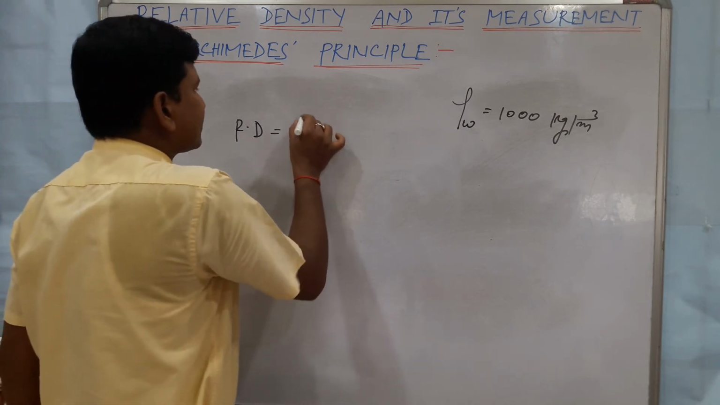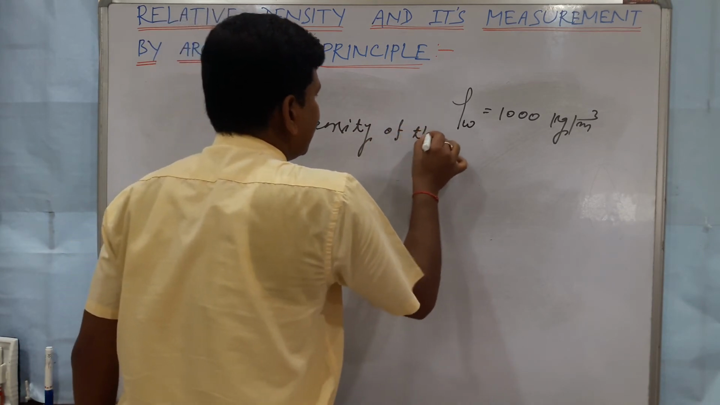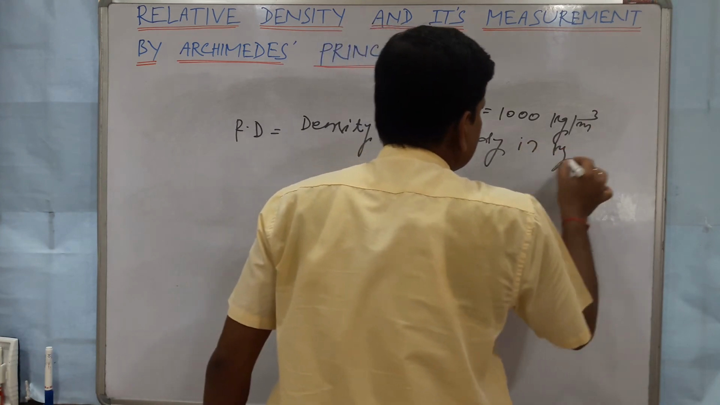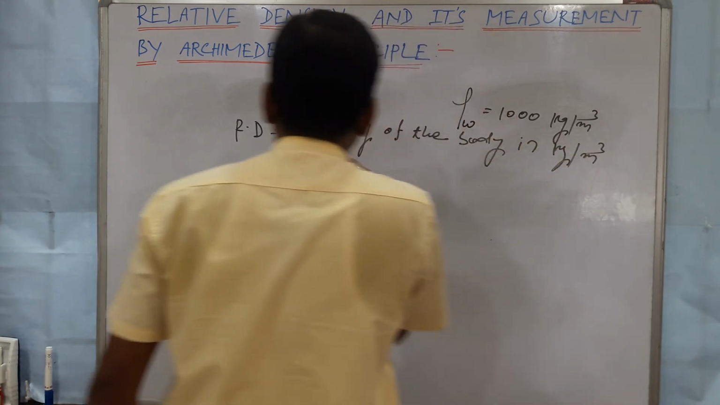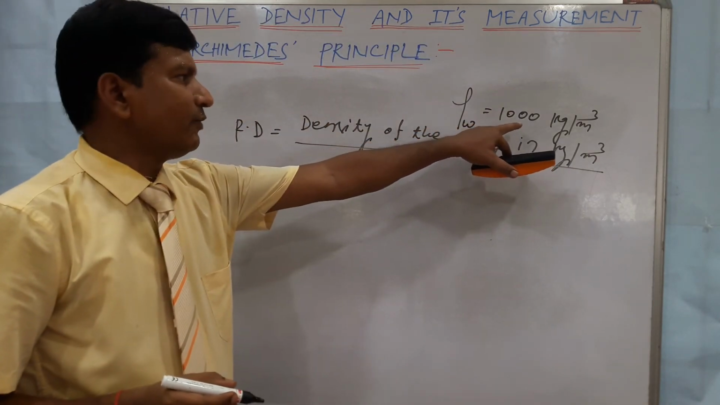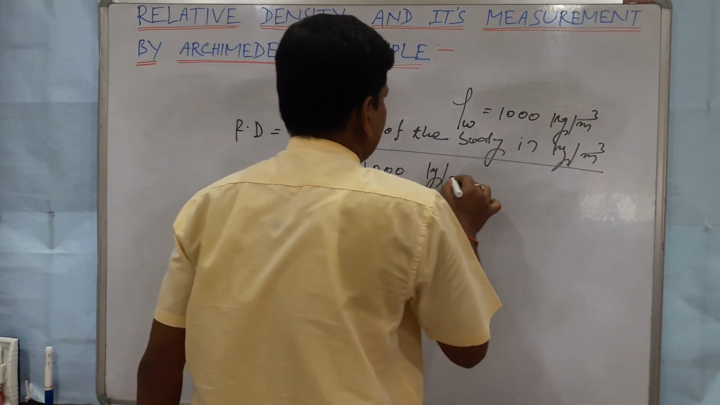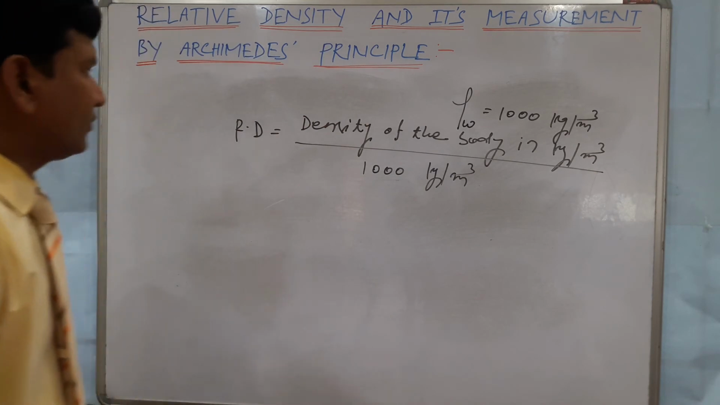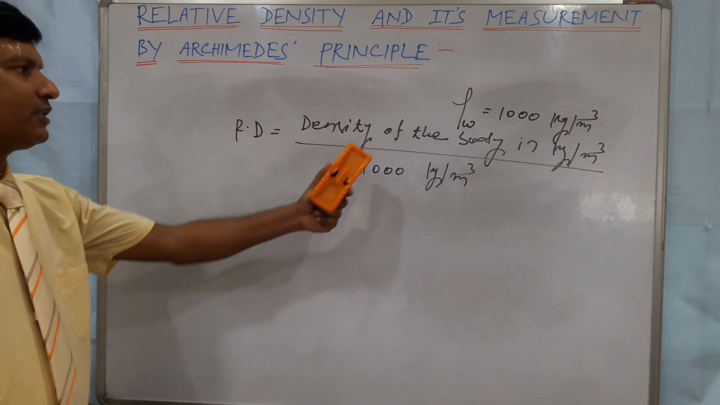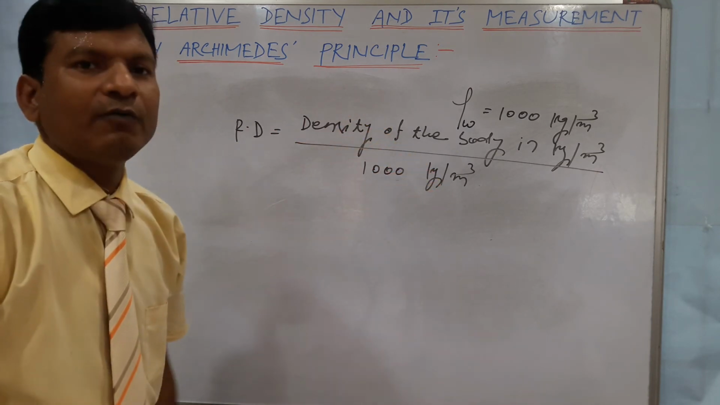So density of the substance, density of the body in kg per meter cube, divided by the density of water in the SI unit, that is 1000 kg per meter cube. Alright, so therefore now the relative density of the substance is equal to the density of the substance in the SI unit divided by 1000.